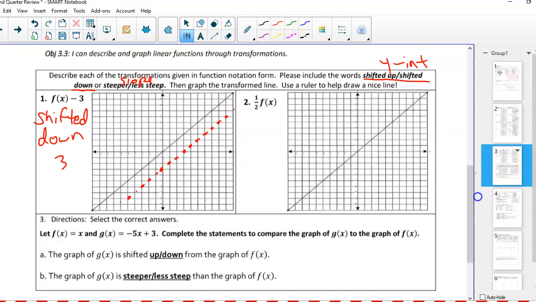I cannot see some of these points. And my eyes are watering because I'm so close.